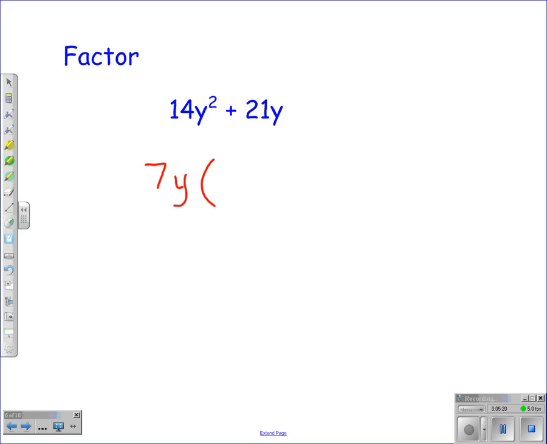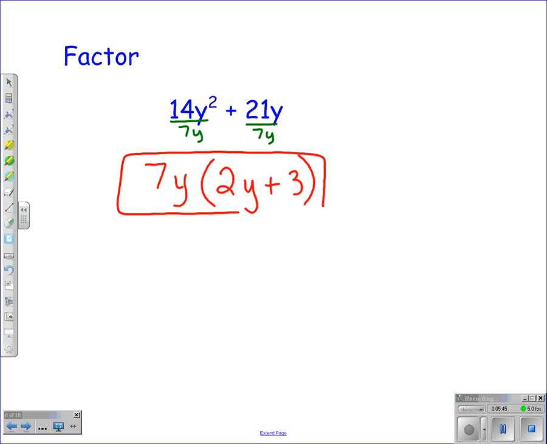And then again, you are thinking about dividing by that common factor that you took out. When you do so, you have 14 divided by 7 is 2. y squared divided by y is y. 21 divided by 7 is a positive 3. And y divided by y cancels out. So we're left with 2y plus 3 inside the parentheses. This is the factorization for the problem: 7y times 2y plus 3. You can check: 7y times 2y gives you 14y squared. 7y times 3 gives you 21y.